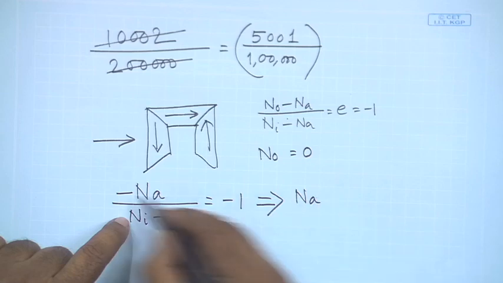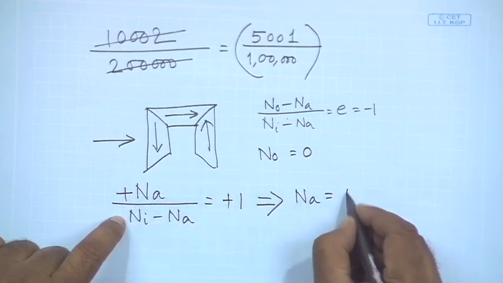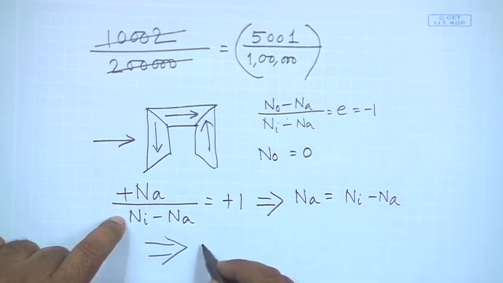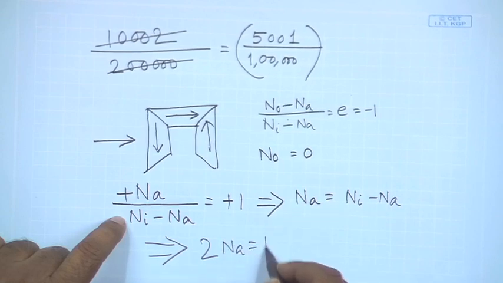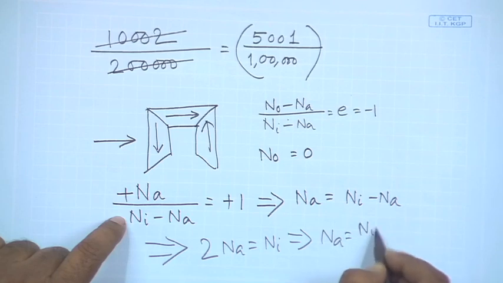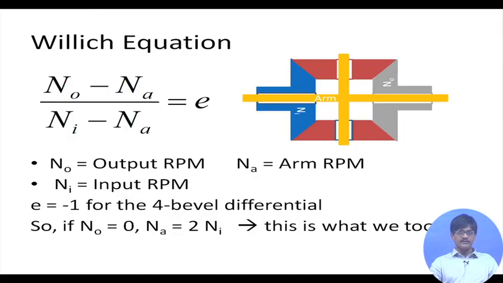Na. First of all, we remove this negative sign. Na is equal to Ni minus Na. Therefore, we get twice Na is equal to Ni. Therefore, Na is equal to Ni by 2. That is what we had taken up at that time, and by applying Willis's equation, we can actually calculate it out to be this much. So, this is the bevel differential, and this is what is used there.